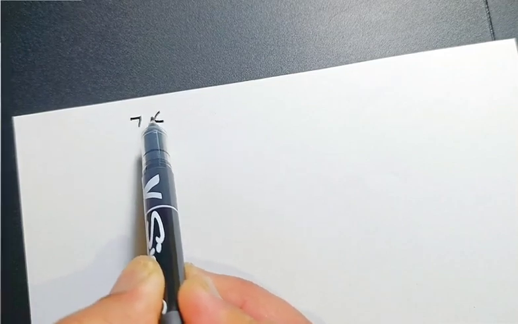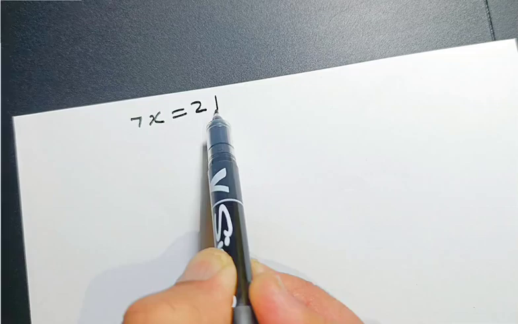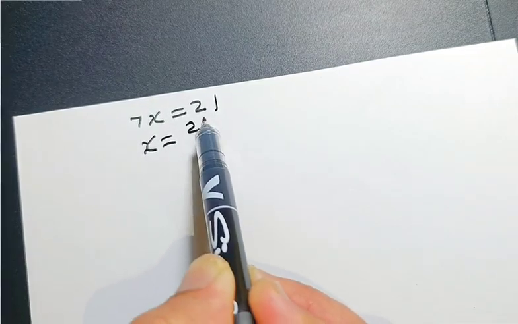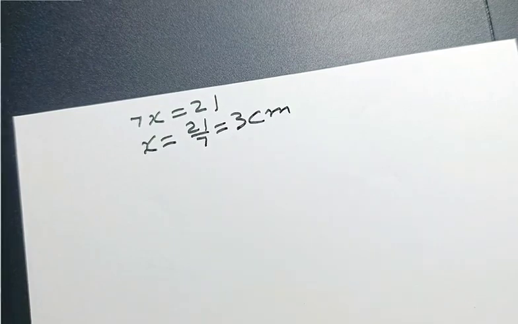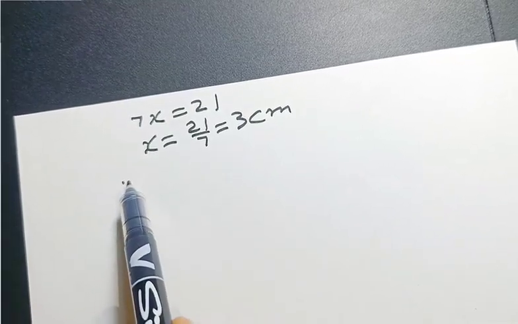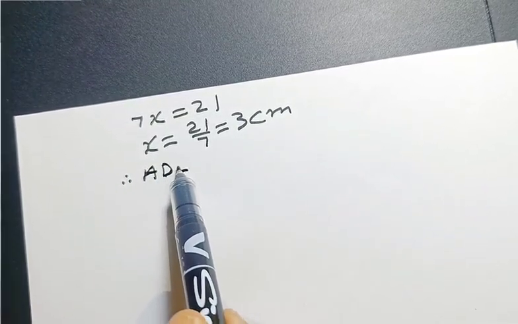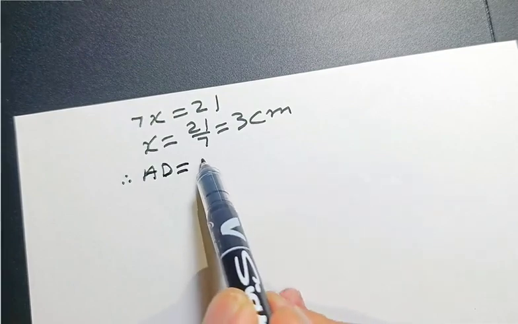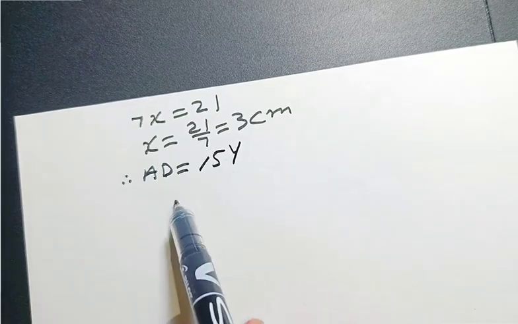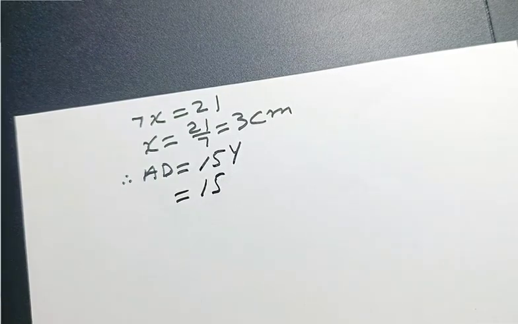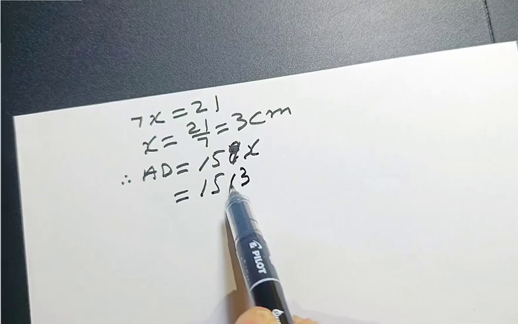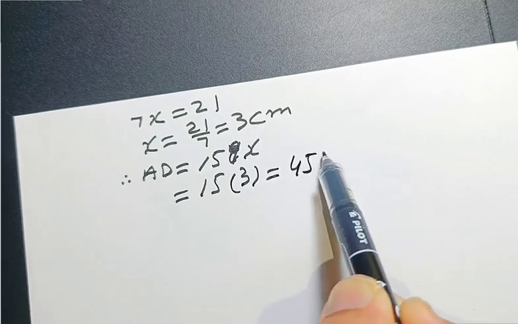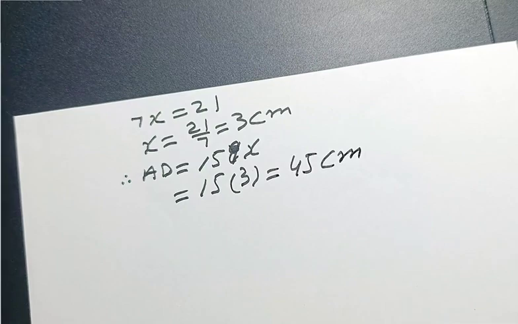So 7x is equal to 21, and the x value is 21 over 7, which is 3 centimeter. So therefore AD, we must remember AD is 15x. So in place of x we're going to substitute 3. So the answer is going to be 45 centimeter.